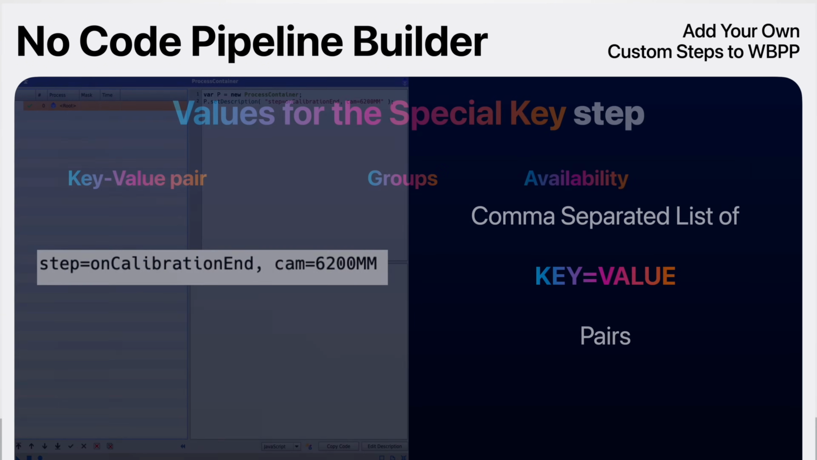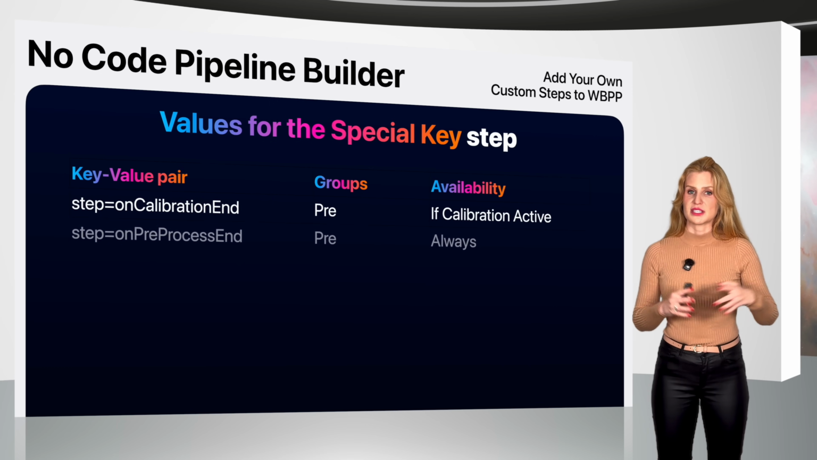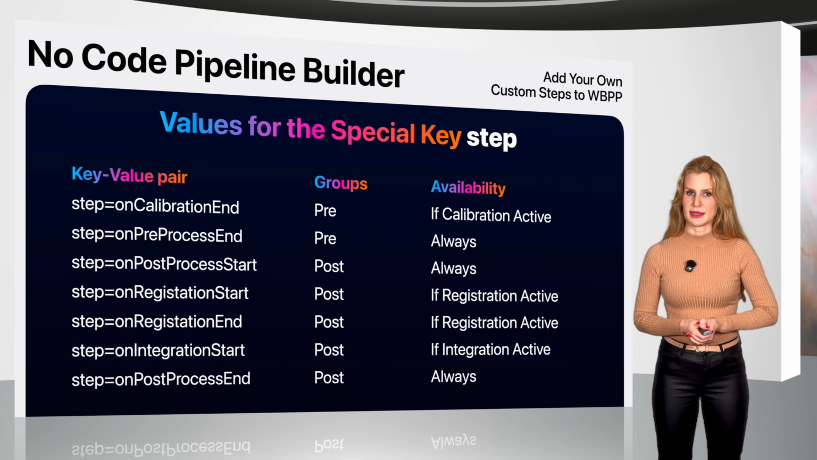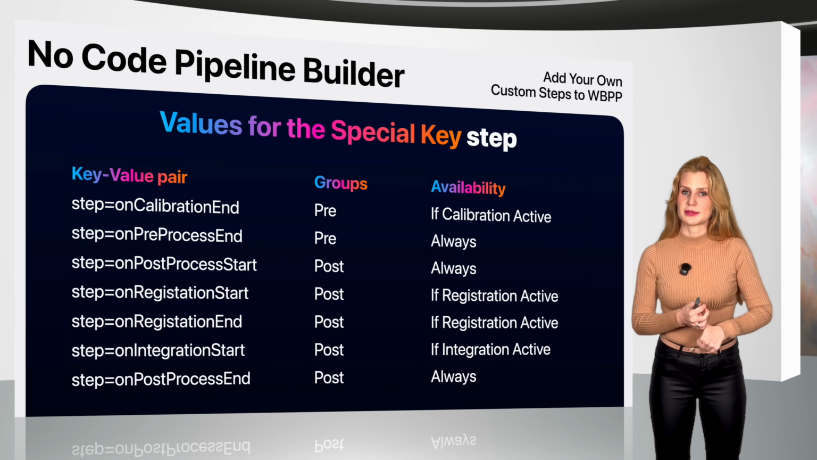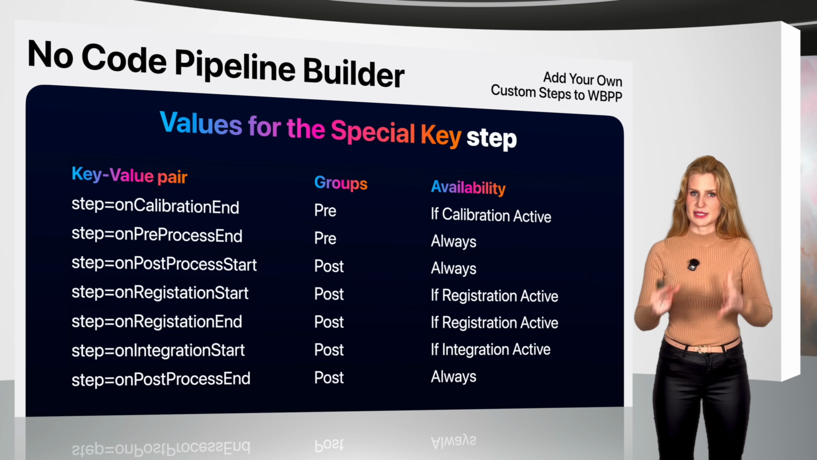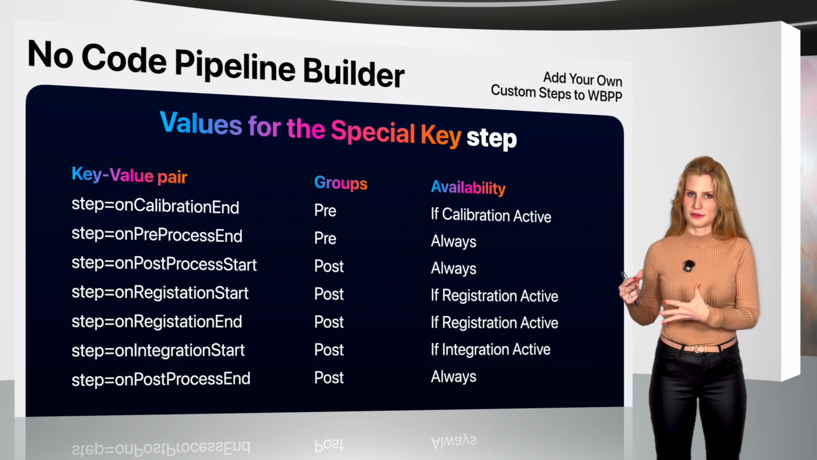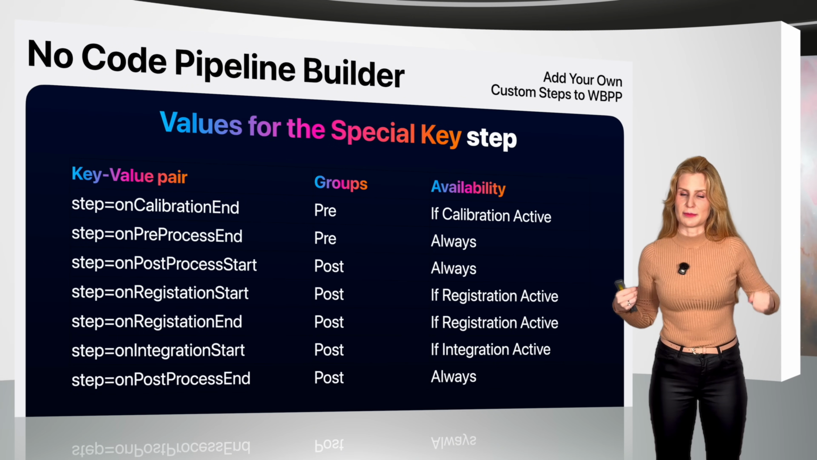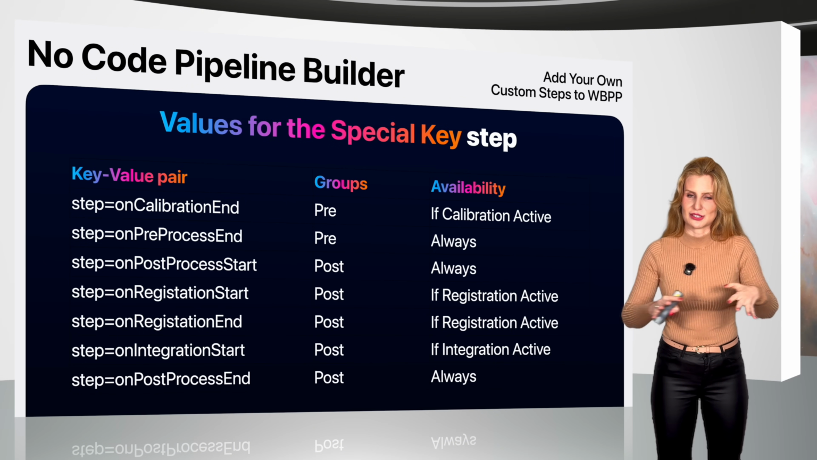So what are these predefined entry points? This could change in the future, but so far I have implemented these because I thought they made the most sense to me, at least. And we can see here which groups they're implemented on and in which case they're executed. So for example, things like on calibration end, on registration start, on registration end, things that are linked to a specific native step of WBPP, these will only be executed if that step is active. Clearly, it makes no sense to do something on registration end if we didn't actually register anything.